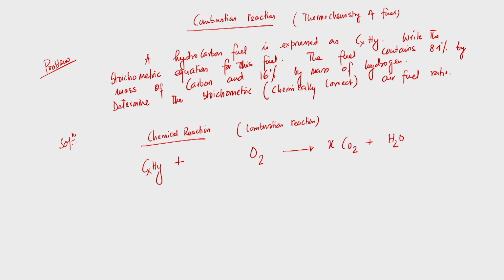So, if I would like to balance this reaction, then I can write X CO2 and Y by 2 H2O. If all carbon is converted to carbon dioxide and all hydrogen is converted to H2O, then the amount of oxygen required will be X plus Y by 4. This is the reaction. We need to first calculate the amount of oxygen required.